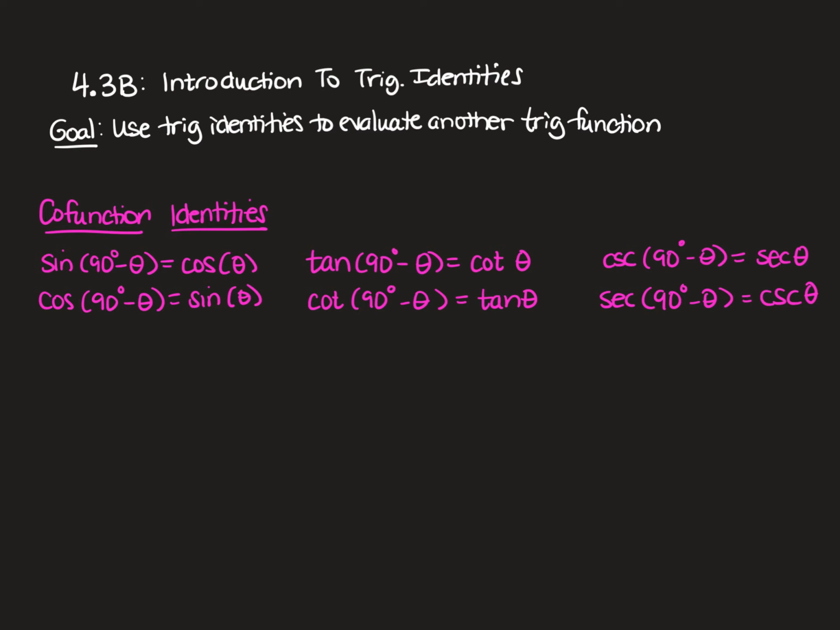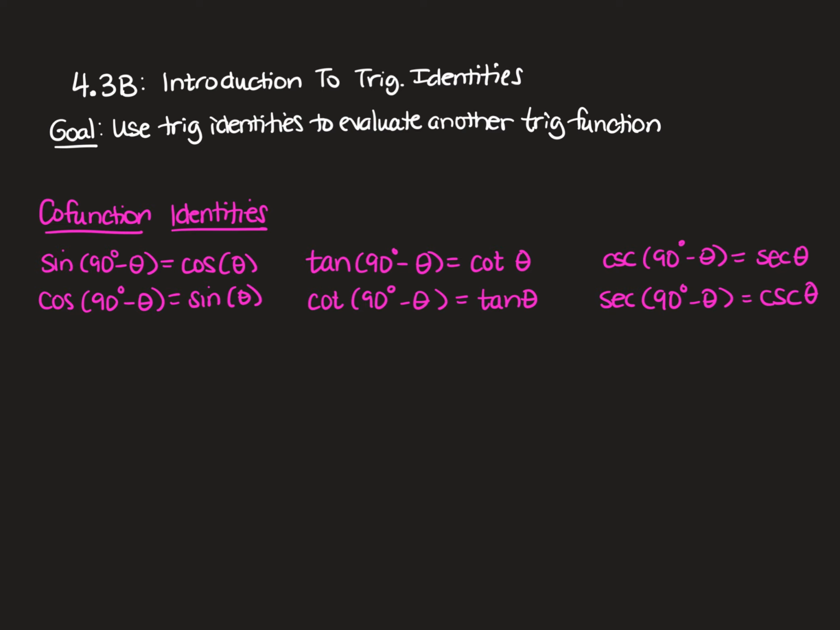All right, so today we're going to talk a little bit about just a couple of trig identities and how they can be used to help you evaluate other trig functions. Our first set of identities are what we call the cofunction identities, and those say that if you know the sine of 90 minus some angle theta, that's the same thing as saying the cosine of that angle theta.